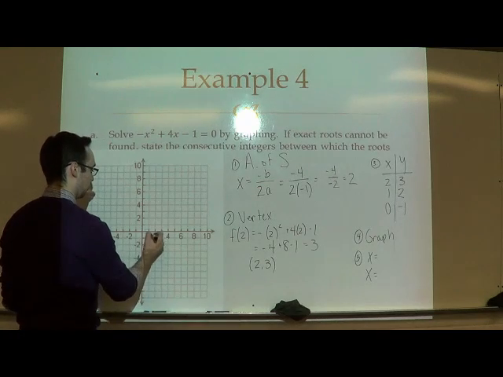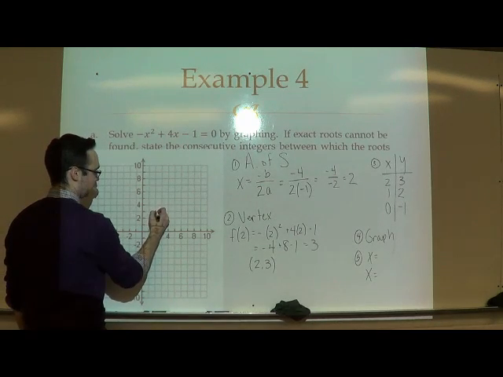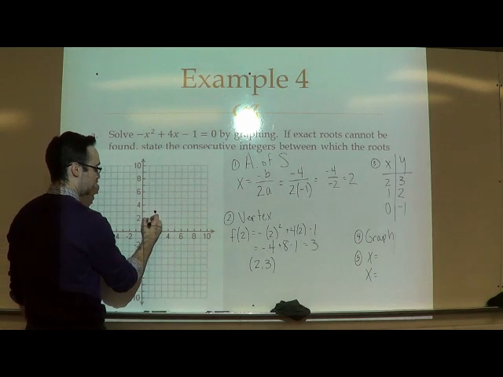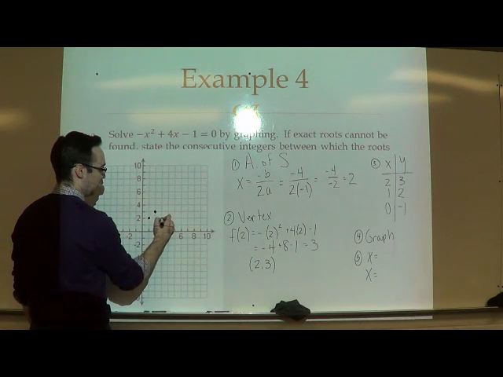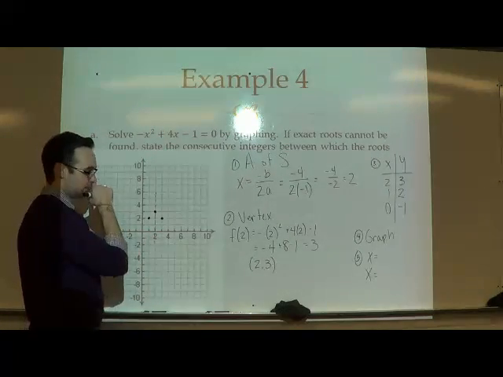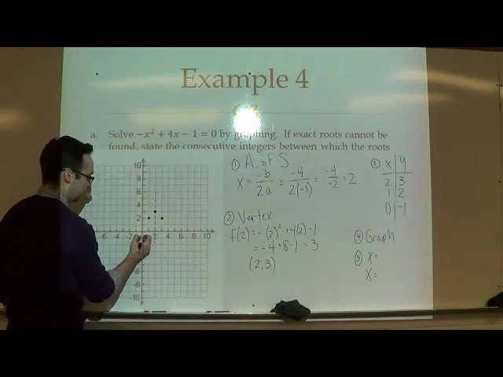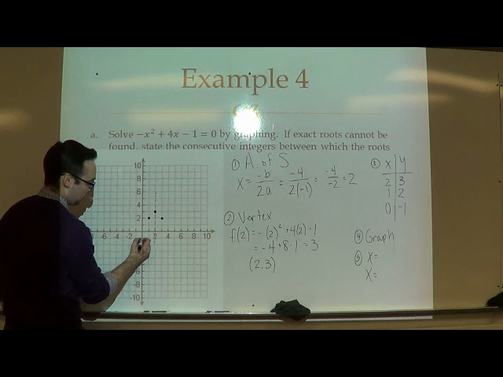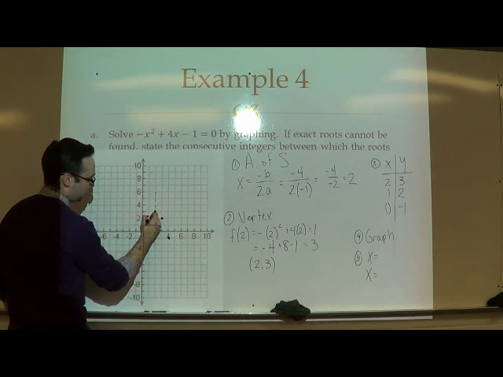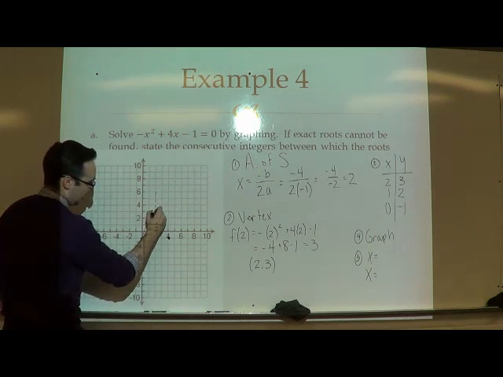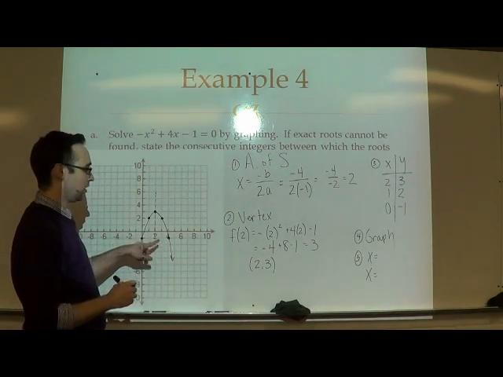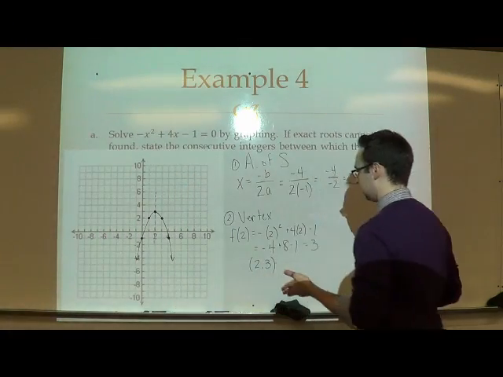So vertex at 2, 3. We have a point at 1, 2. And then we can mirror image that over our axis of symmetry. And then we have 0, negative 1. So notice this time when I went through, it didn't cross at 2 nice values. So we could estimate what it was.